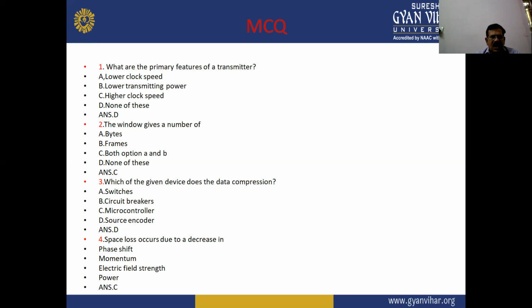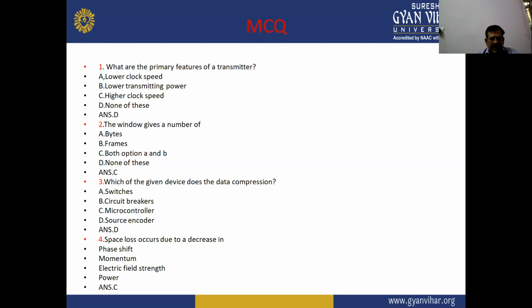Question number two: the window gives a number of bytes. Option A, bytes; option B, frames; option C, both A and B. So the window gives a number of bytes and frames in a digital communication system. So the correct answer is option C. Next question, number three: which of the given devices does the data compression? Option A, switches; B, circuit breakers; C, microcontroller; and D, source encoder. So the correct answer is D, the source encoder.